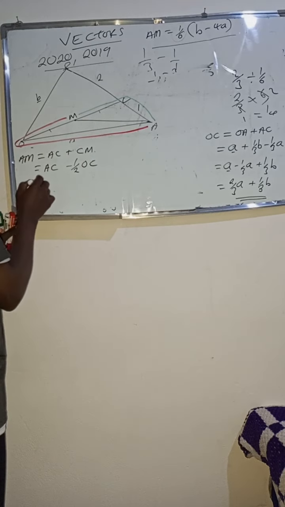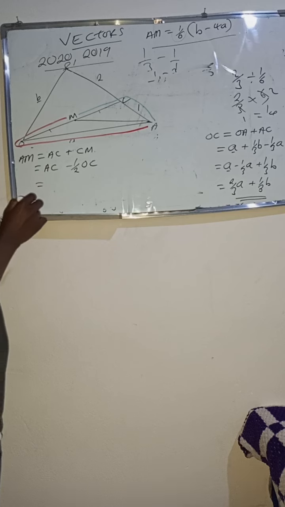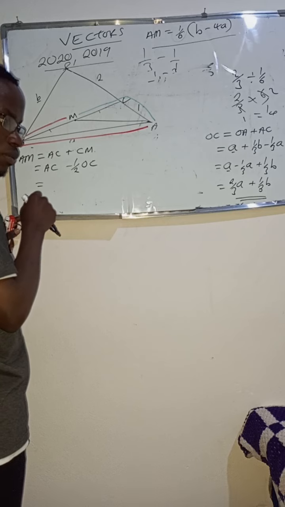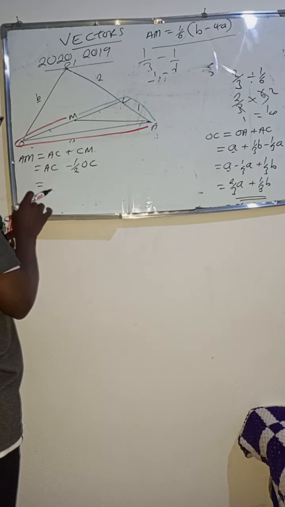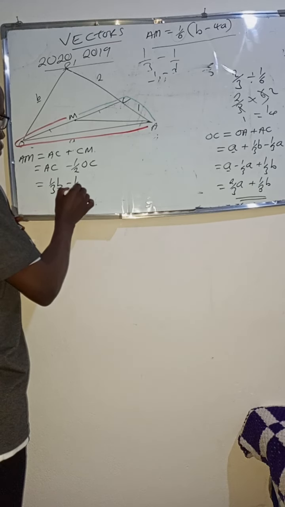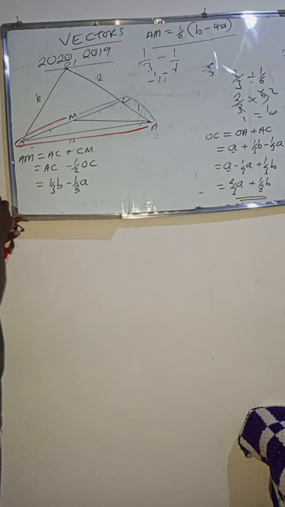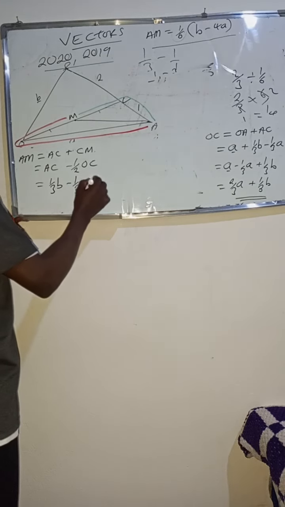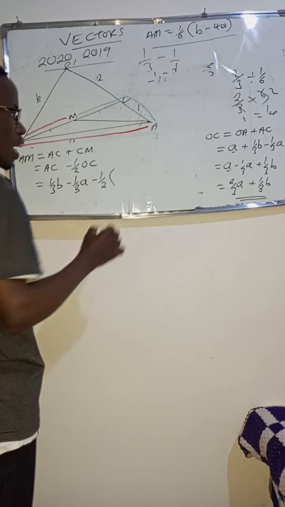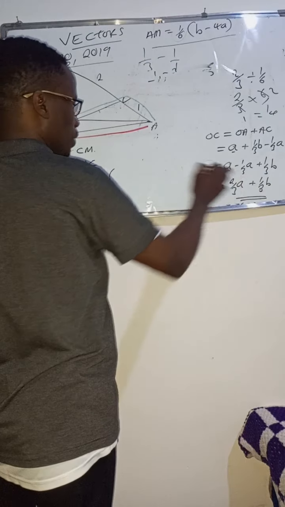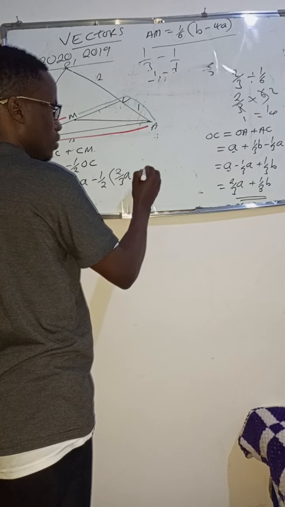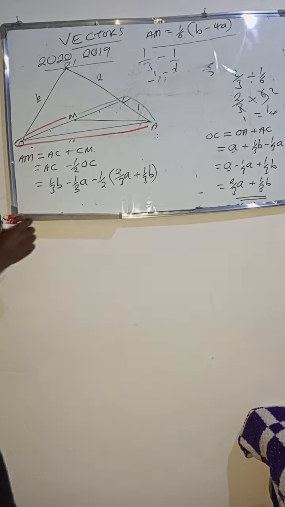Now, this is going to be equal to what? What did we find? What was AC again? Okay, like that, right? Yes. That was AC. Then minus half. Now this minus half is for this. This is then going to be 2/3 of A plus 1/3 of B, like that.